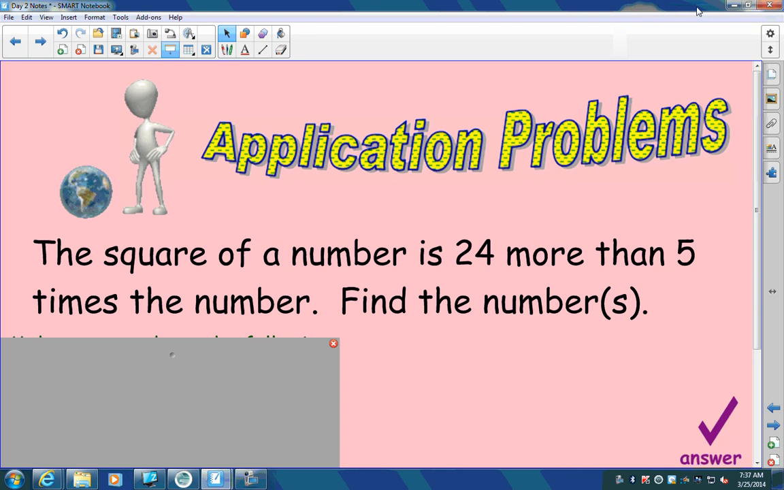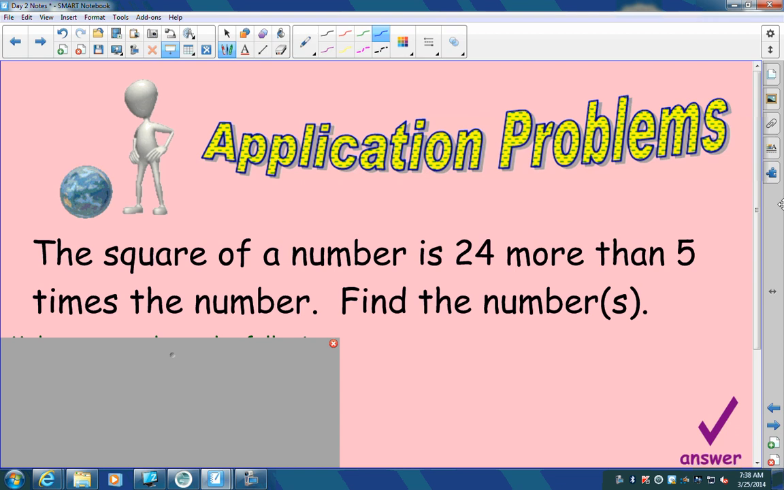All right, we're going to work on the application of when we use solving by factoring and solving with the calculator. Those are the two ways we know how to solve quadratic equations right now. The first problem says the square of a number is 24 more than 5 times the number. Find the numbers. The first issue we have is we have to figure out how we're supposed to write it.